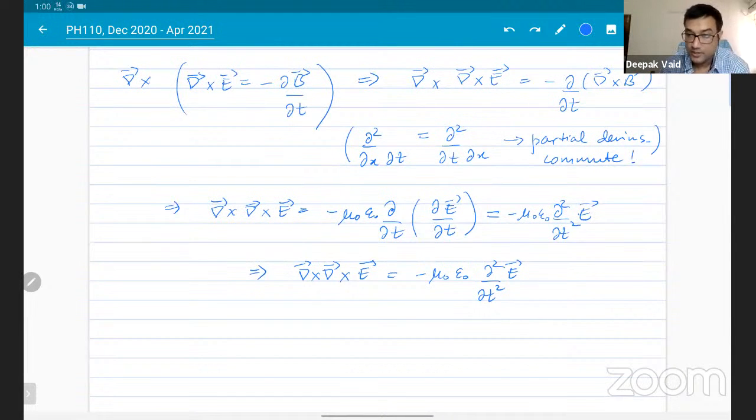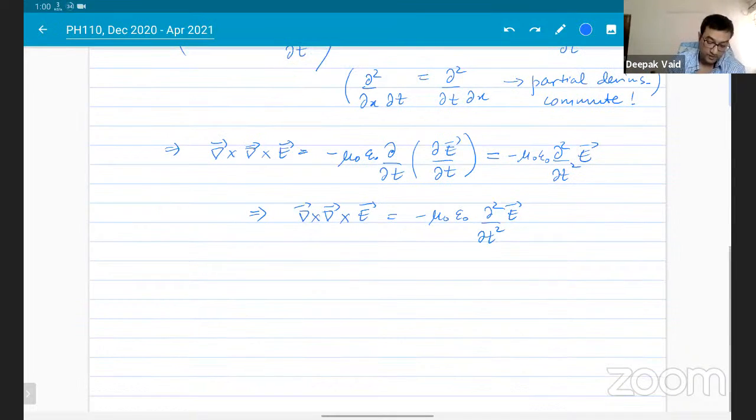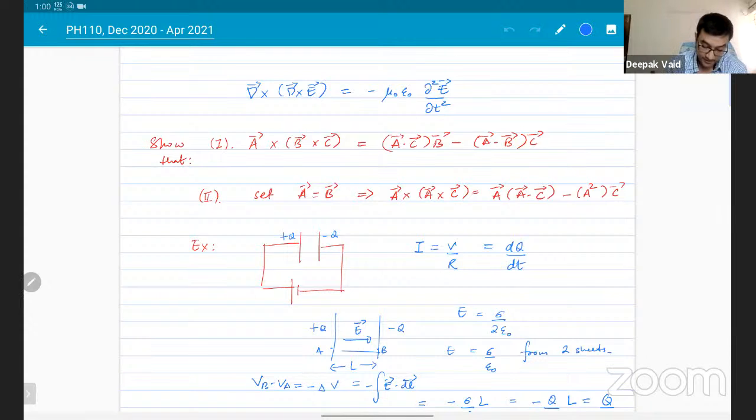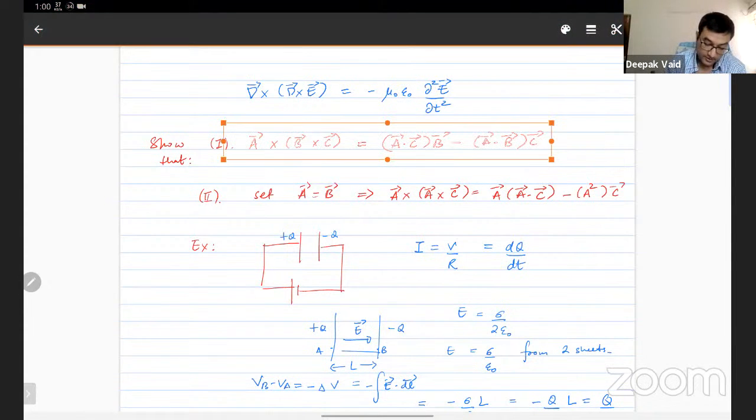But this equation is also not very easy to solve. So what do I do? I use the vector identities I told you about. So remember that I had mentioned that there are some vector identities, right? This is a vector identity that I was talking about.